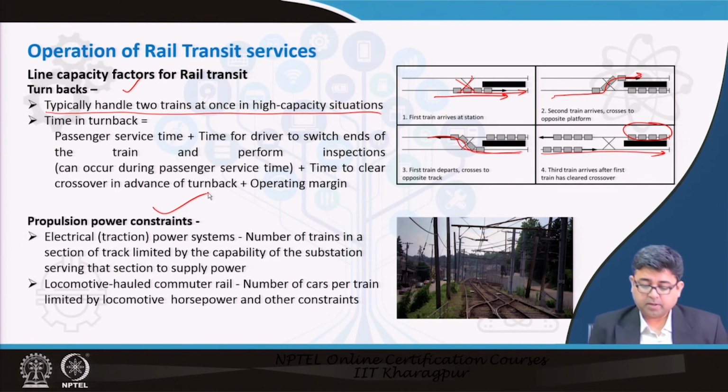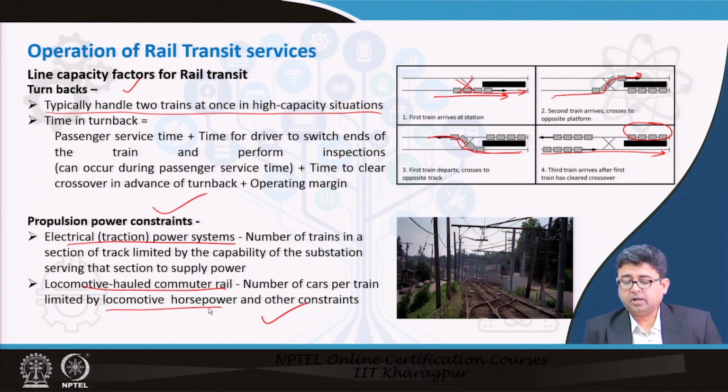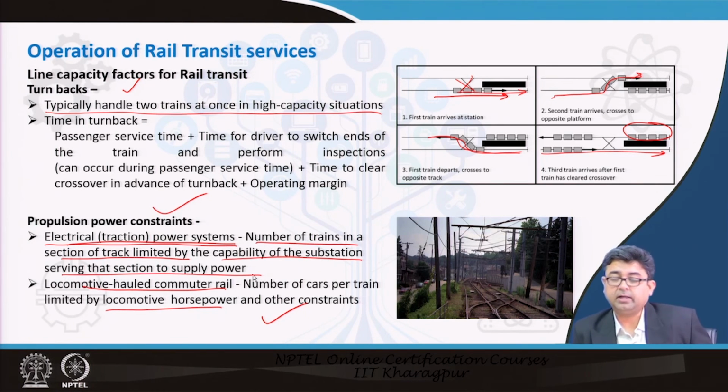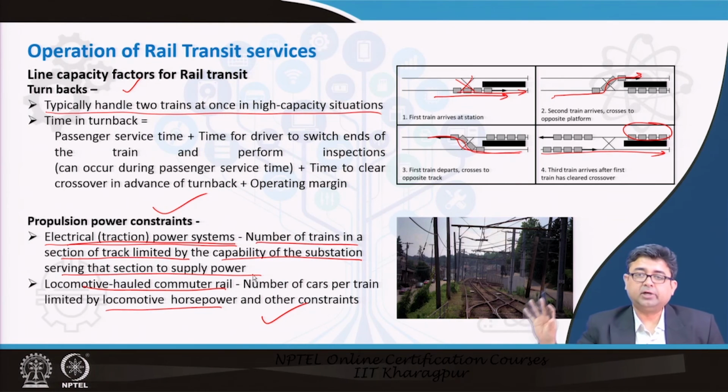And of course, then you have your power constraints: electrical traction power systems, and locomotive horsepower for commuter rail. So, this is more the number of cars per train limited by the locomotive horsepower. This is when it comes to long distance or regional railway, whereas electric traction power systems are more for your metro rails. The number of trains in a section of the track may be limited by the capability of the substation serving that section that supplies the power, right. So, you have to take into account the actual substation capacity that you are utilizing for your trains.